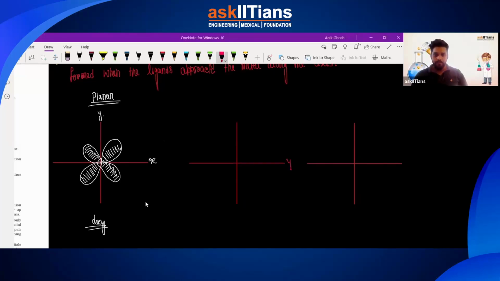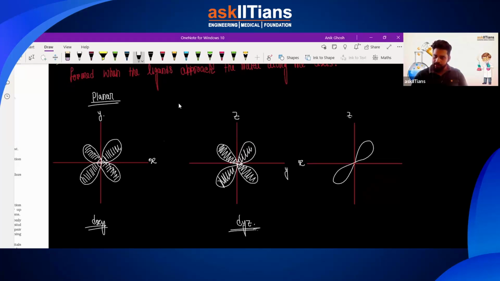Let's say this is y and this is the z axis. Then in between the y axis and the z axis, if I draw the double dumbbell shape, that thing is going to be called dyz. Similarly, guys, what is dxz? If this is x, this is z, then dxz would be along the x and the z axis. Right, these are the three orbitals.